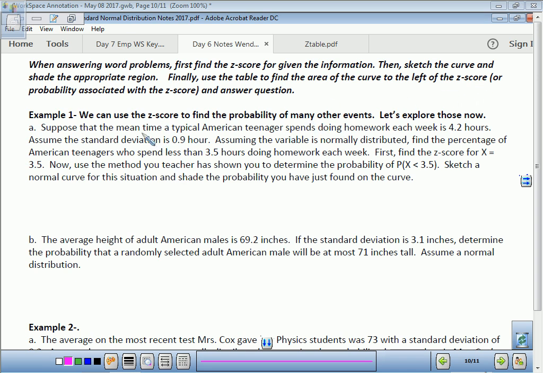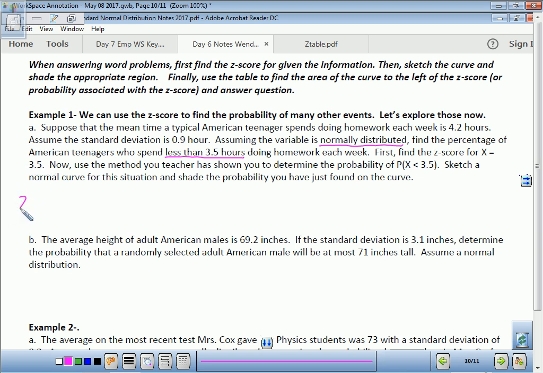So this one, suppose that the mean time a typical American teenager spends doing homework is 4.2 hours per week. Assuming that the standard deviation is 0.9 hours, and assuming variables are normally distributed, so we're normal distribution, find the percentage who spend less than 3.5 hours. Less than, left. First, find the z-score for x equals 3.5.